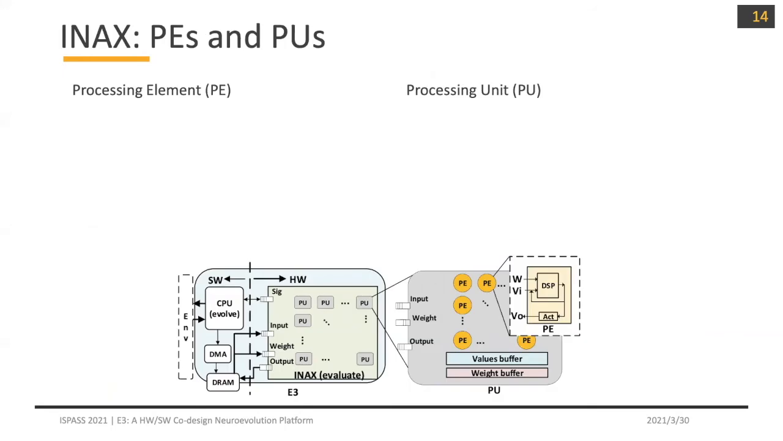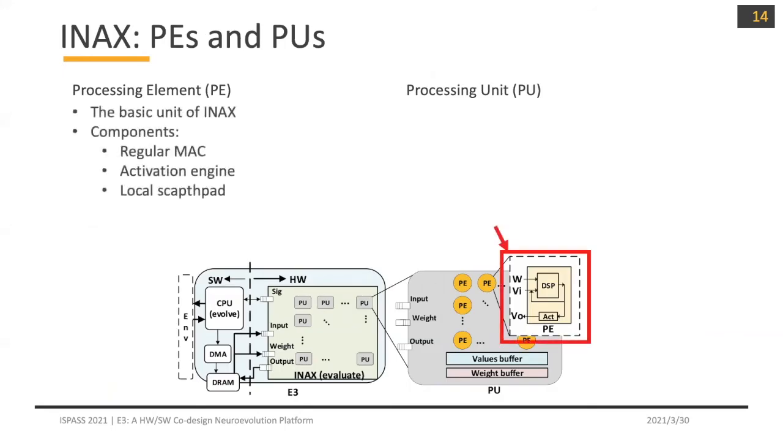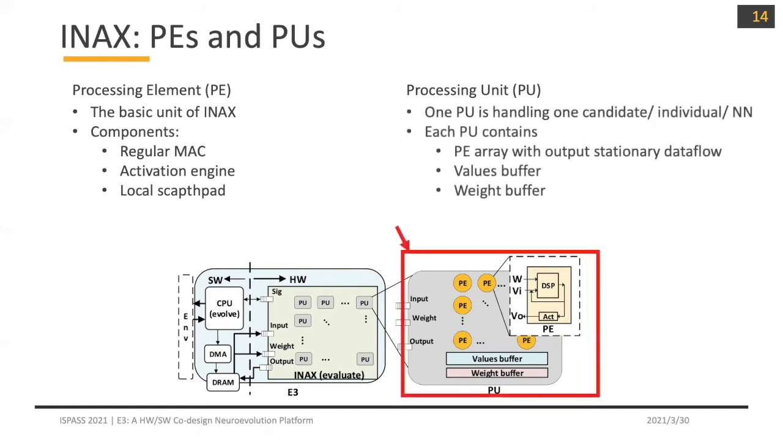So what are PE and PU? PE is the basic unit of INAX. It is composed of a MAC, an activation engine, and a local scratchpad. And a PU handles one candidate, or one individual, or one neural network. So each PU contains a PE array with output stationary dataflow, a value buffer, and a weight buffer.